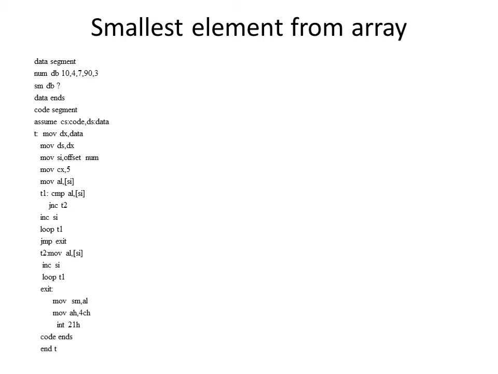Jump to exit means the exit block. Okay, when the CX register is 0, that is stop. And what is in the T2 block? The T2 block is to transfer the content stored at SI to AL, and then increment SI, then decrement CX by 1. And if CX is not 0, then go to the T1 block.